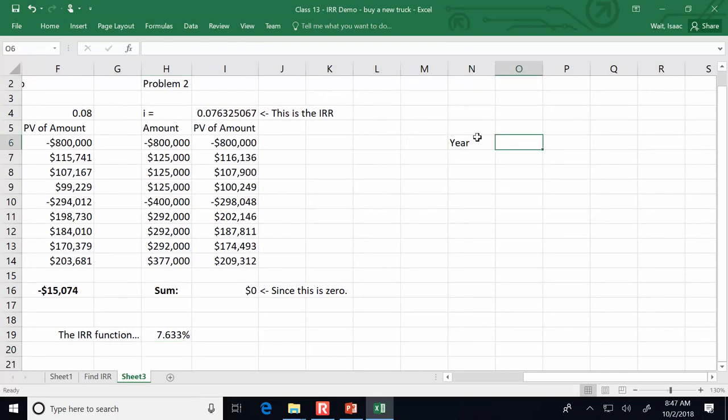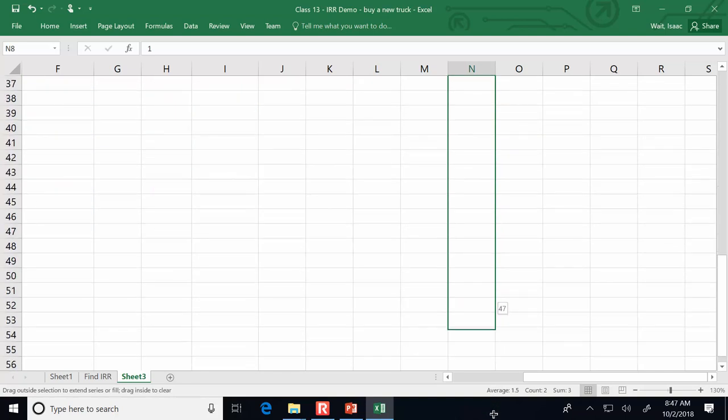Year, amount. Okay, so year zero is negative 20,000. And then we've got to go 1, 2, and we got to go to 115, so this is going to be a long one. 122. All right.